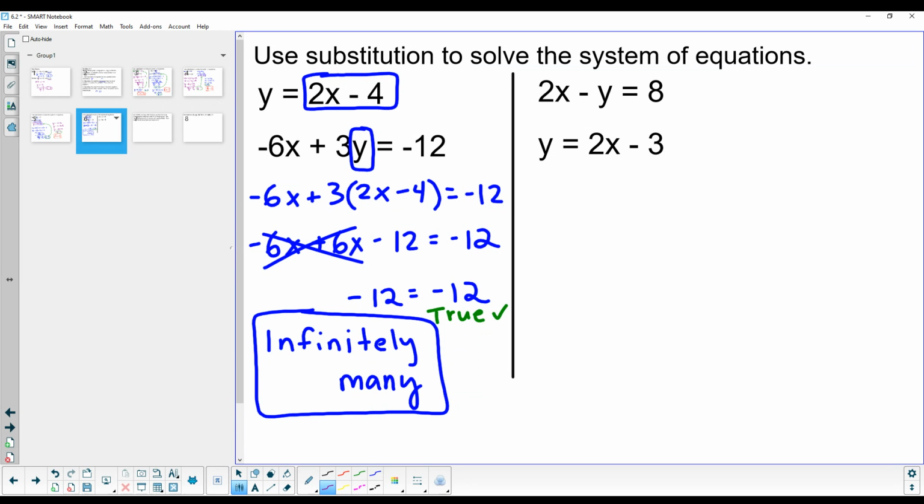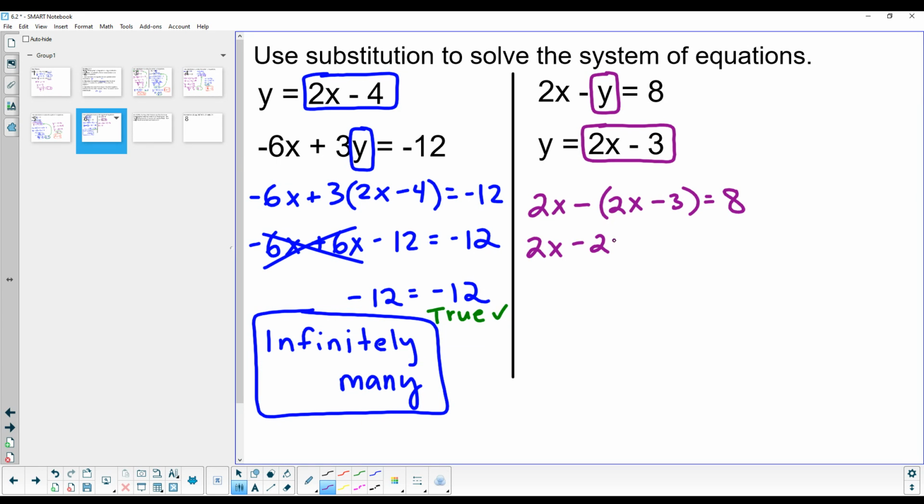Okay, so on the second one, I have 2x minus y equals 8 and y equals 2x minus 3. My second equation is already solved. So I have a 2x minus 3. Now, one thing I want to point out right here is to put this in parentheses because it's 2x minus both of these things. If you just put minus 2x and then minus 3, that's not going to be the right thing because you're actually subtracting the 2x and you're subtracting a negative 3. Well, if you subtract a negative 3, it becomes plus 3. So make sure you pay attention to that part.